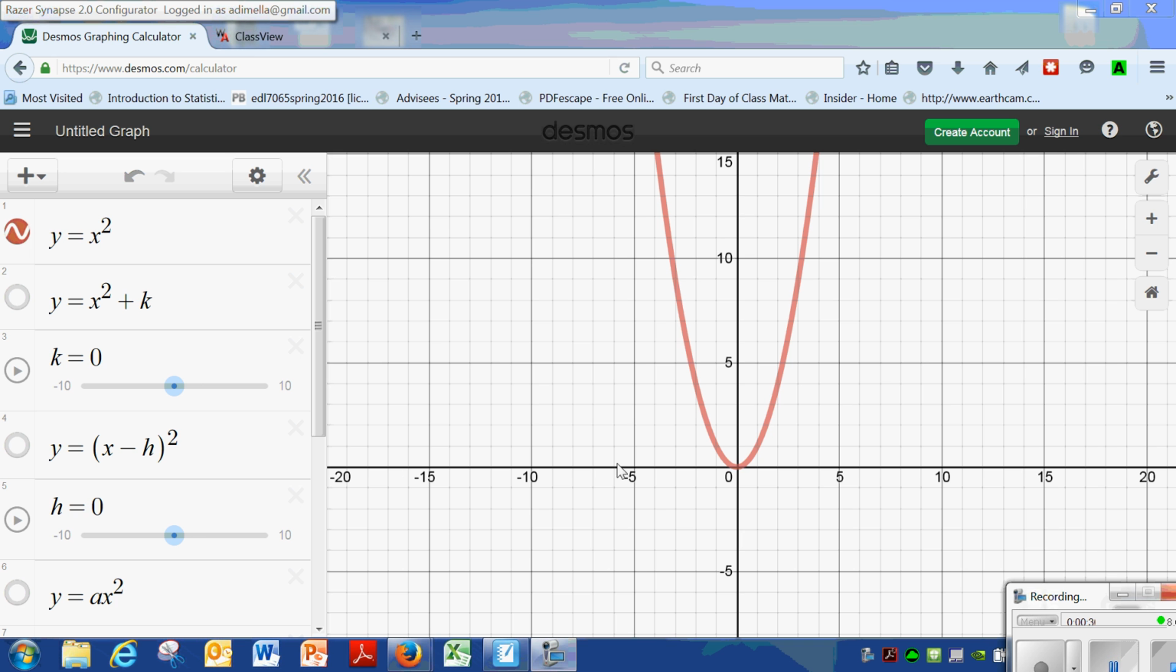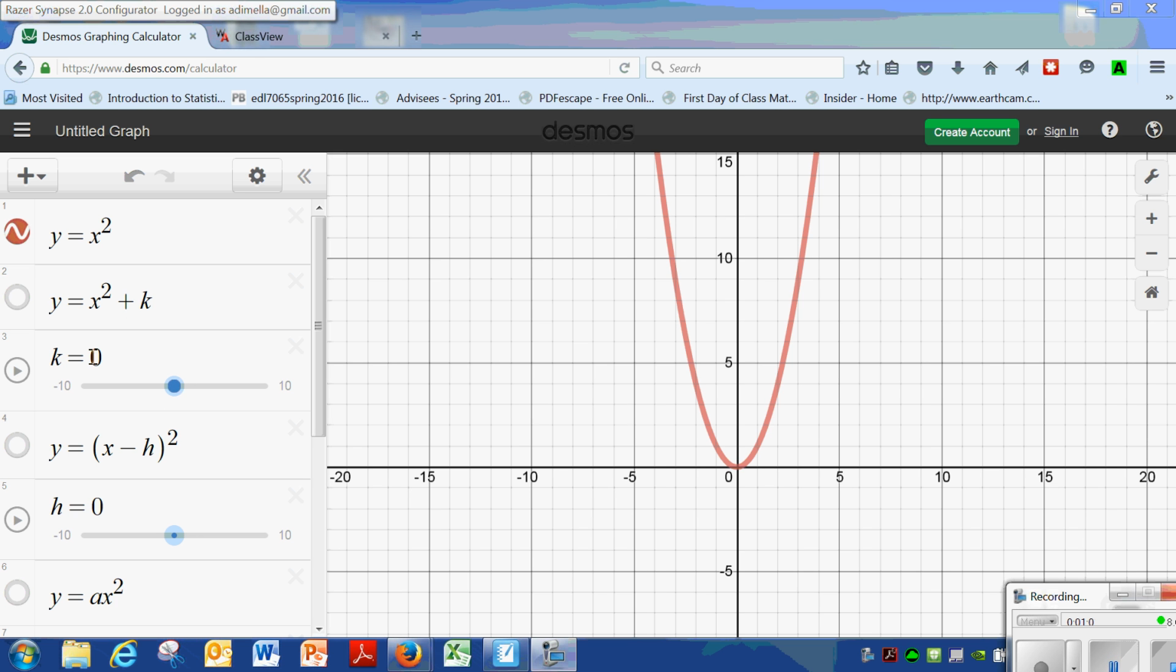And you can move your parent function up and down by adding or subtracting a value on the outside. So now when I say outside, I mean it is in addition to whatever gives the function its name. So this is a squaring function. So x squared plus k on the outside, the addition and subtraction happens after I say the square.